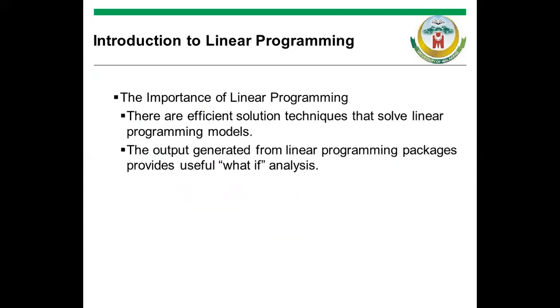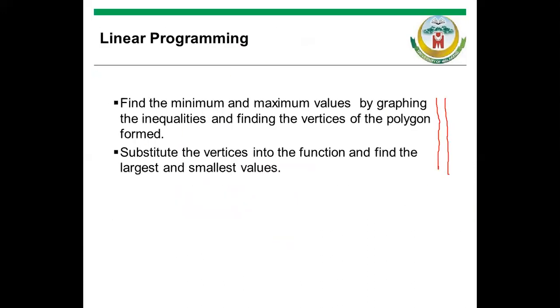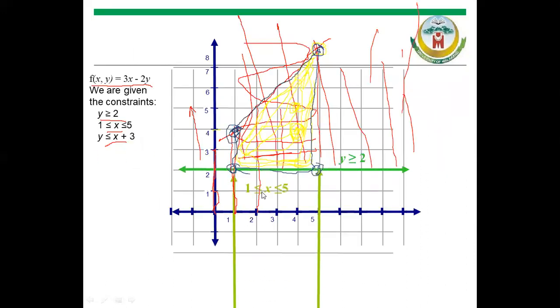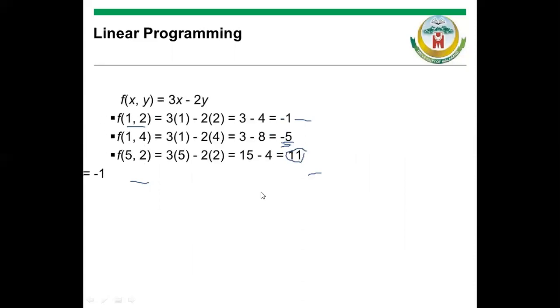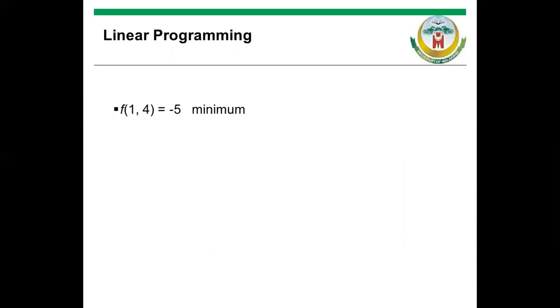And the next point where I had said that, again, find the minimum and maximum values by graphing the inequalities and finding the vertices of the polygon formed, and substitute the vertices into the function and find the largest and smallest values. So now I hope you might have understood the concept. So this was the example.